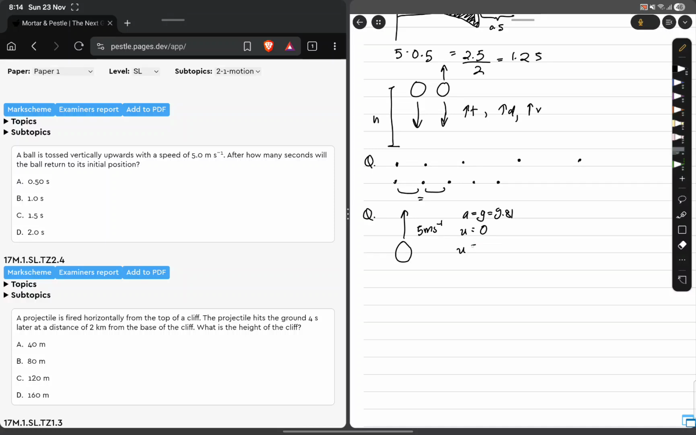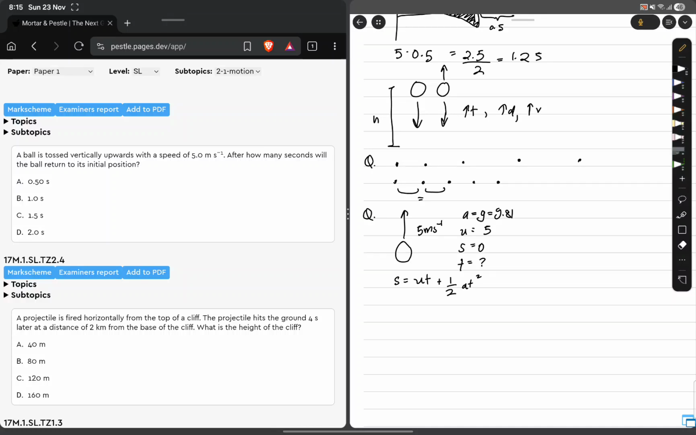The initial velocity, nope, it's 5. And we want to find the displacement, which is 0 because it's going back to its original position. And we want to find the time. So what equation are we going to use? We're going to use the syllabus equation of s equals ut plus half at squared.